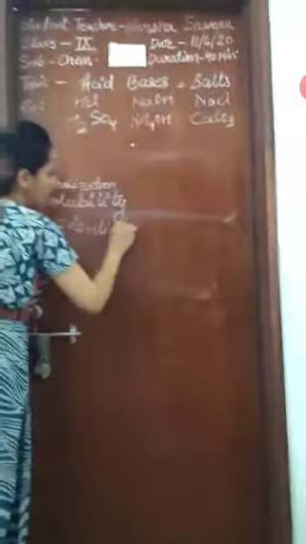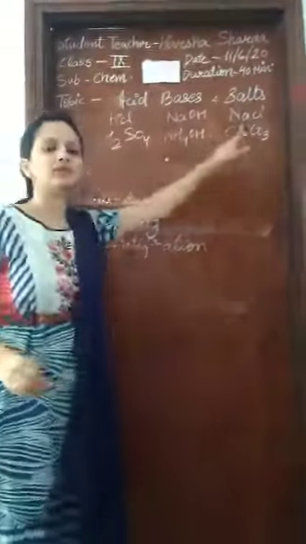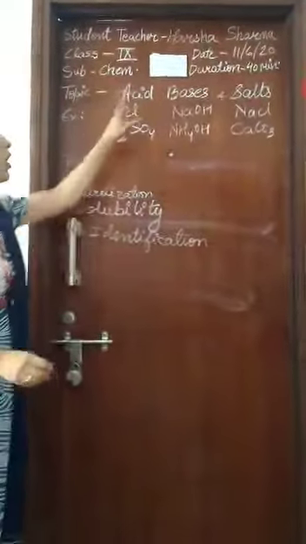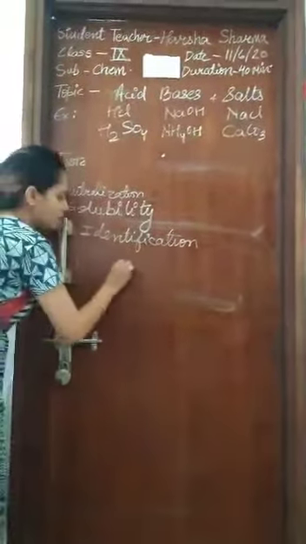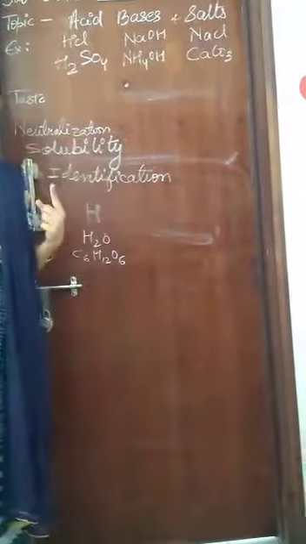Now after solubility, let's come to identification. How will you identify whether it's an acid, base or salt? So children, just remember, all acids have hydrogen in them, hydrogen atoms. So does this mean water is an acid? Does this mean C6H12O6 or sugar is an acid? No, children. The hydrogen in an acid needs to be replaceable. Only then is it an acid.